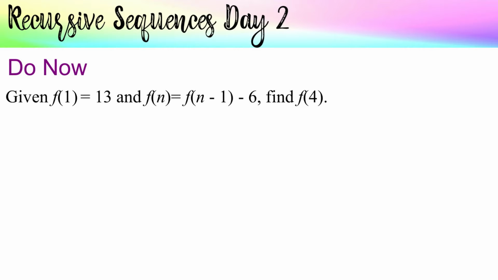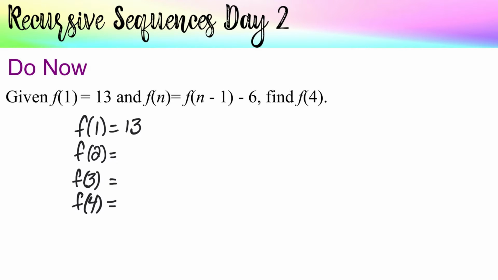If you recall from the first day of our recursive sequences lesson, f of 1 is the first term in our sequence. And if we're trying to find f of 4, we need to repeat this function multiple times until we can find the fourth term in our sequence. So according to our rule, to find the term that we're looking for, we take our previous term and subtract 6 from it.